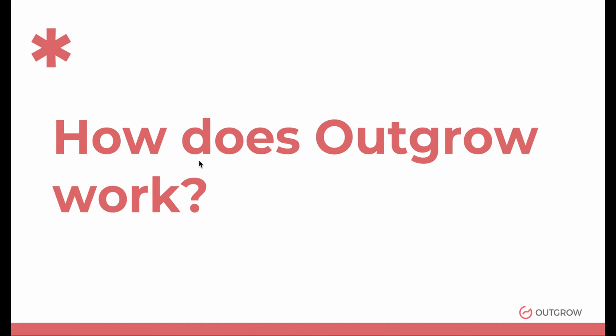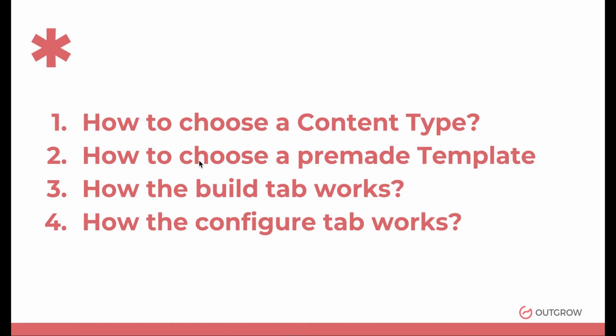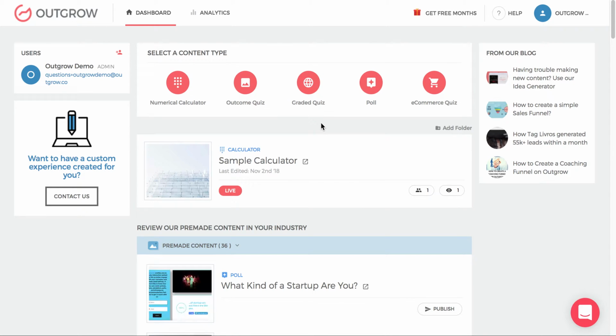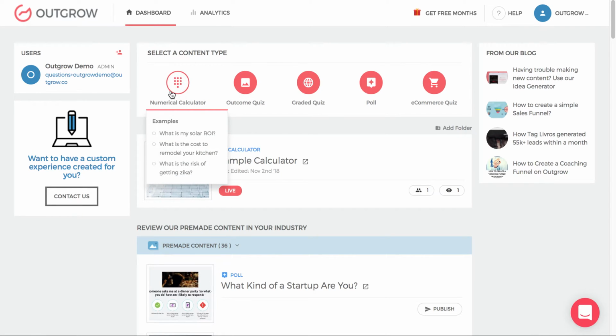The last thing I want to cover is, how does Outgrow actually work? In that case, I want to cover the four main areas. First, how do I choose a content type? This can be a little difficult on the first try. But the best way to think about it is, what do I want to show people at the end of the calculator, quiz, or recommendation? And if that ending requires a lot of extremely involved math to show that result, then your best bet is probably a numerical calculator.